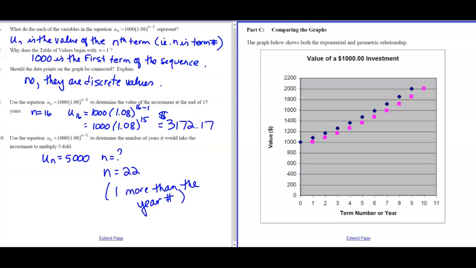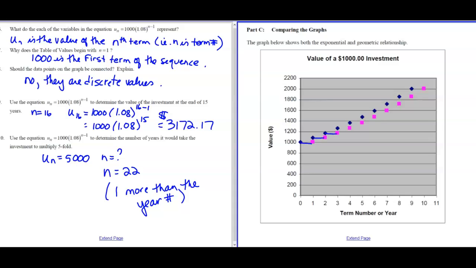Okay? So now we graph them on the same graph. So this is term number or year number. Here's the value of the $1,000 investment. They're plotted. Take a look. They look very similar. Take a look at the distance between the diamond and the square in each.